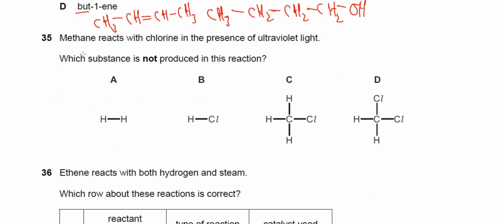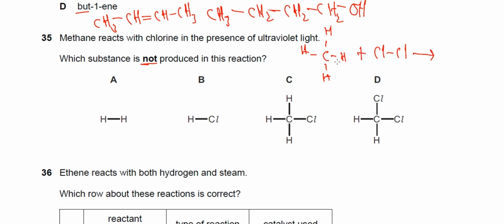Question 35: methane reacts with chlorine in the presence of UV light. This is a substitution reaction. Which substance is not produced in this reaction? Hydrogen, because when methane, CH4, tries to react with chlorine, Cl-Cl, in the presence of UV light, what happens?